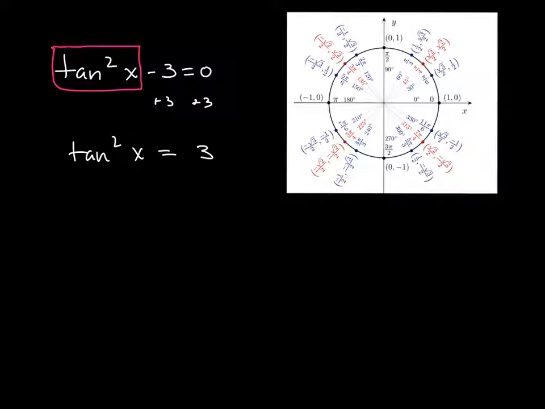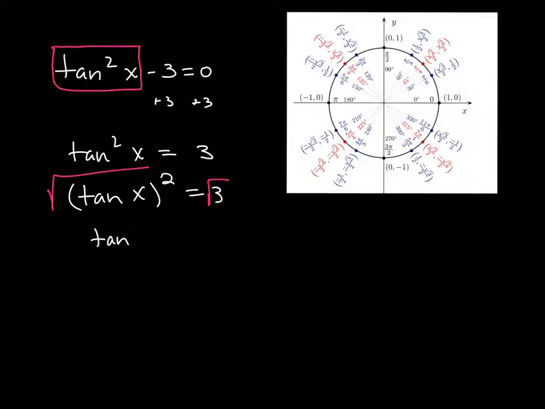Now, it's really important to remember that whenever you see trig functions written this way, this means the tangent of x, squared, is equal to 3, and that is what allows me to take the square root of both sides. And then I can say that the tangent of x is equal to the square root of 3. Now, where does that happen?